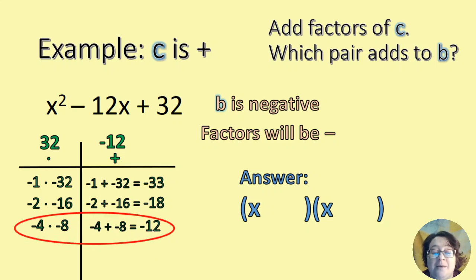So I can put minus 8 and minus 4 here in my answer choices. Again, the order doesn't matter which one goes first as long as they're both there. So x minus 4 times x minus 8 is our factors.